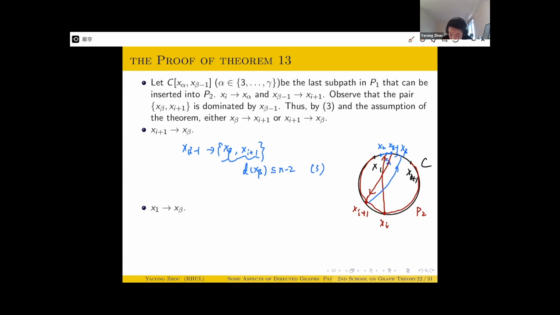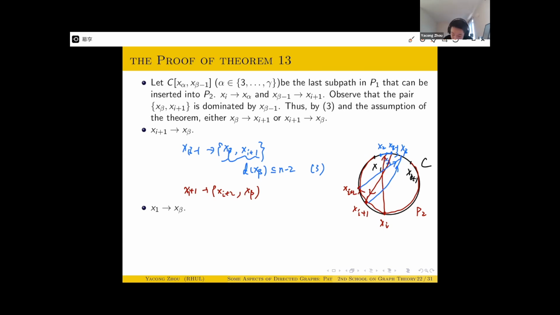And for a similar reason, we can observe that again, xi plus one dominates xi plus two and x beta. So there must be an arc between them. And for a similar reason, the arc must be in this direction.